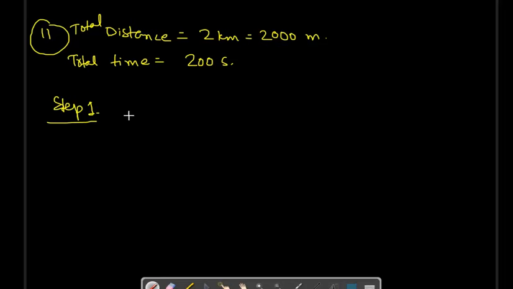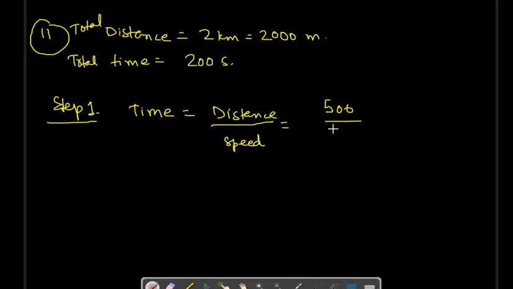Now, step 1. In the first step, we have the first 500 meters. Time taken is equal to distance upon speed. The distance is 500 meters, and the speed is 10 meters per second, as given in your question. Please check your question. So the time is 50 seconds. Now step 2.